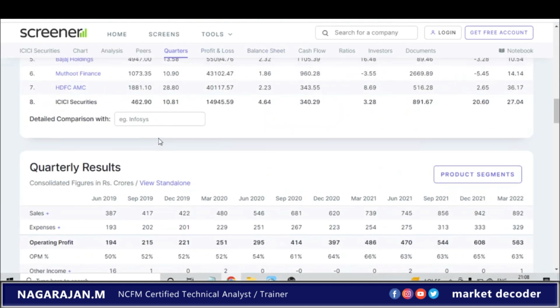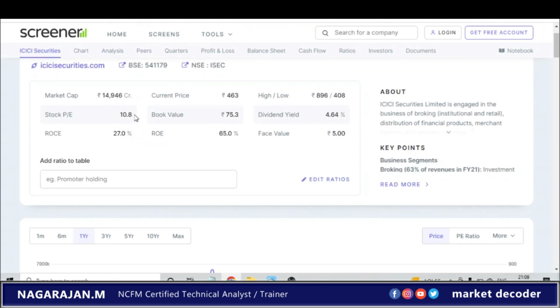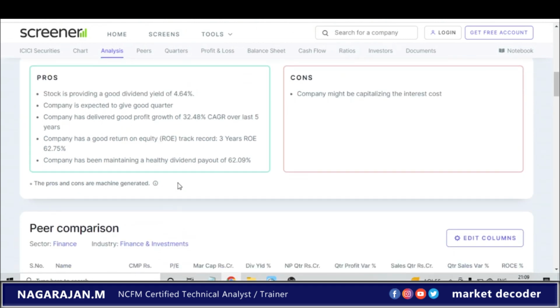So if you look at the fundamentals of ICICI Securities, definitely this is going to be a very good stock. The PE ratio is very attractive, which is 10, which is a very good place where we can go for an investment. The only con is the company might be capitalizing the interest cost. That is the only con. Other than that, we have very good pros on this company.